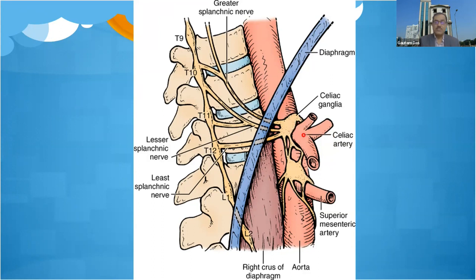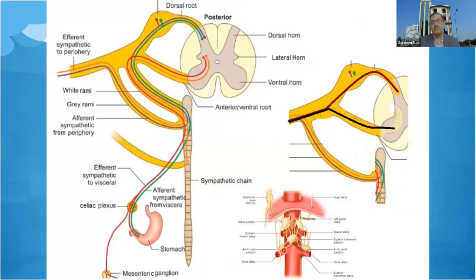So the celiac ganglion is at which level? It is not just in front of the T12. Again, there is a mistake in the diagram. It is a little bit down. It is at the level of L1. Right? It is at the level of L1. This picture was in that way, it is a little bit down. It is at the level of L1.